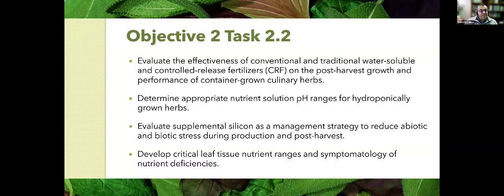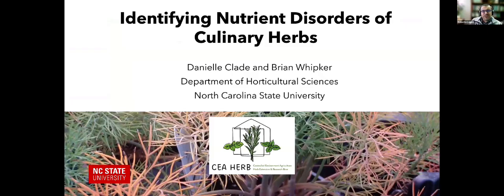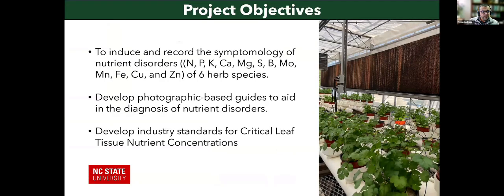And then lastly, probably one of the really important things for the industry is to determine critical leaf tissue nutrient ranges, as well as what the various micronutrient deficiencies and toxicities are and what they look like for herbs. So again, in terms of the nutrient deficiency disorders, this work is being done at North Carolina State by Danielle Cladé and Brian Whipker. Their goal here is to produce not the most attractive culinary herbs, but really to induce and record the symptomology of various nutrient disorders.